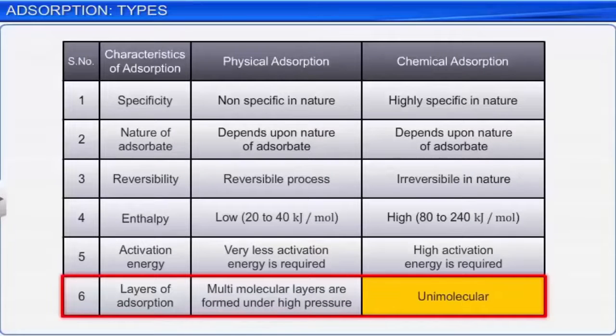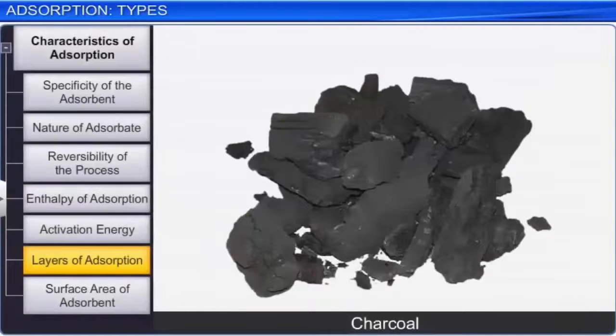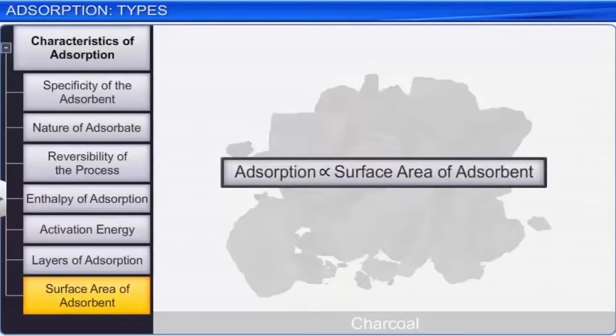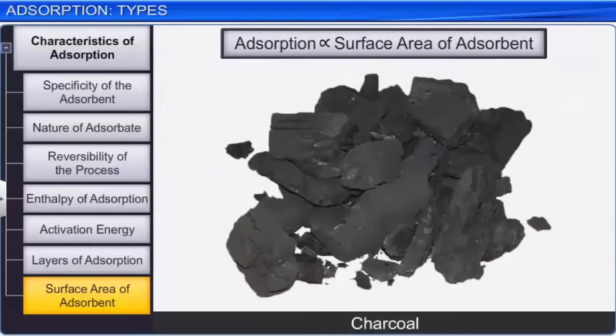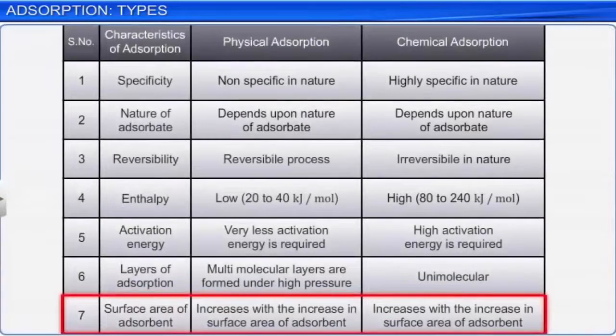Let us now look at the impact of the surface area of the adsorbent on physical and chemical adsorption. The greater the surface area, the greater is the adsorption. Therefore, substances with porous structures are good adsorbents. Charcoal is a good adsorbent as it has a porous structure. For both physical and chemical adsorption, the extent of adsorption increases with an increase in the surface area of the adsorbent.